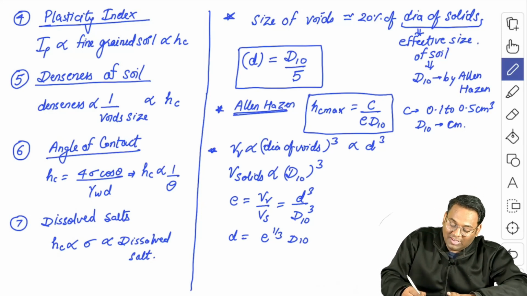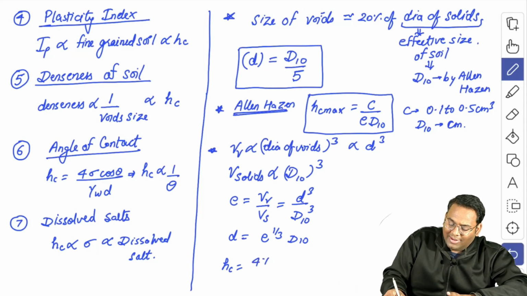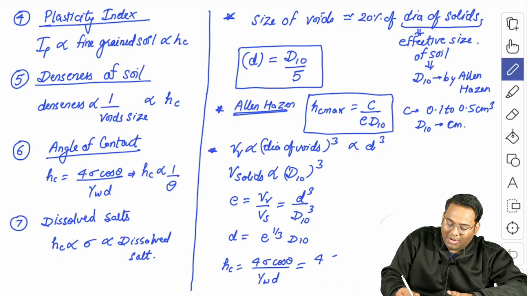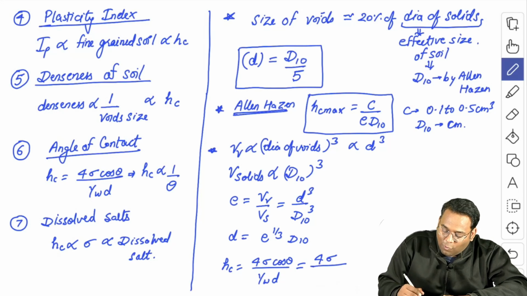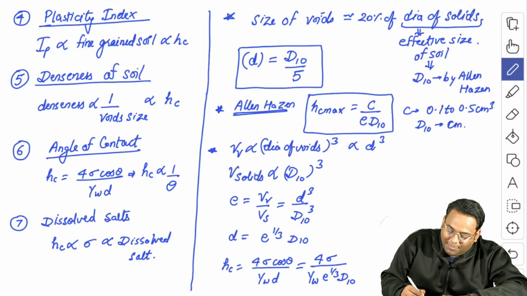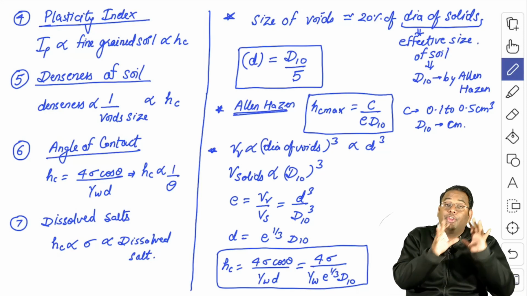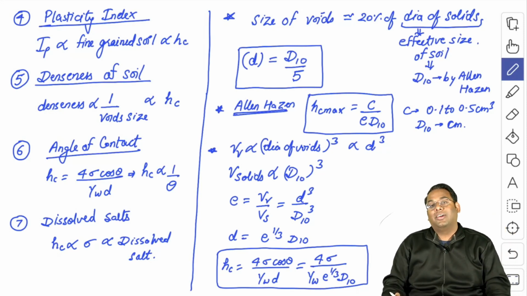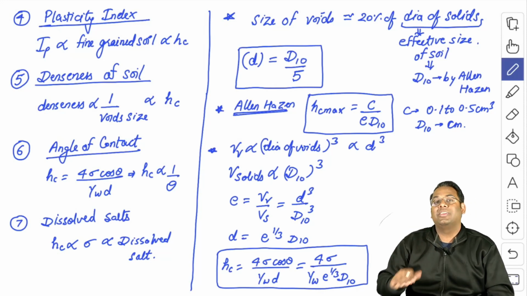And if you use the same relation in the formula for your height of capillary rise, that is given by 4 sigma cos theta divided by gamma w into small d, this can be written down as 4 sigma cos theta. The value of theta is 0 degree for water, so cos theta will be 1. So it becomes 4 sigma upon gamma w into e raised to power 1 by 3 into D10. So this is another relation that you can get for the value of HC by using these factors affecting the capillarity. That is an important lecture for the capillarity in the soil.